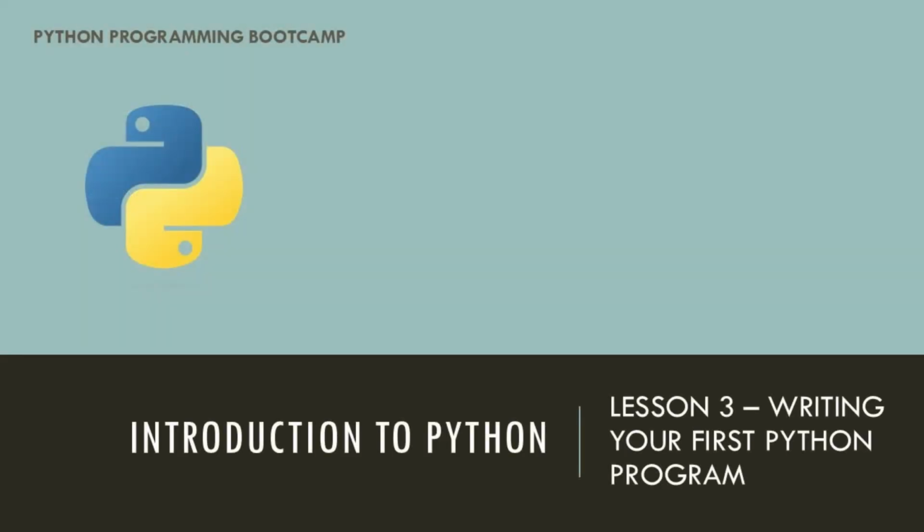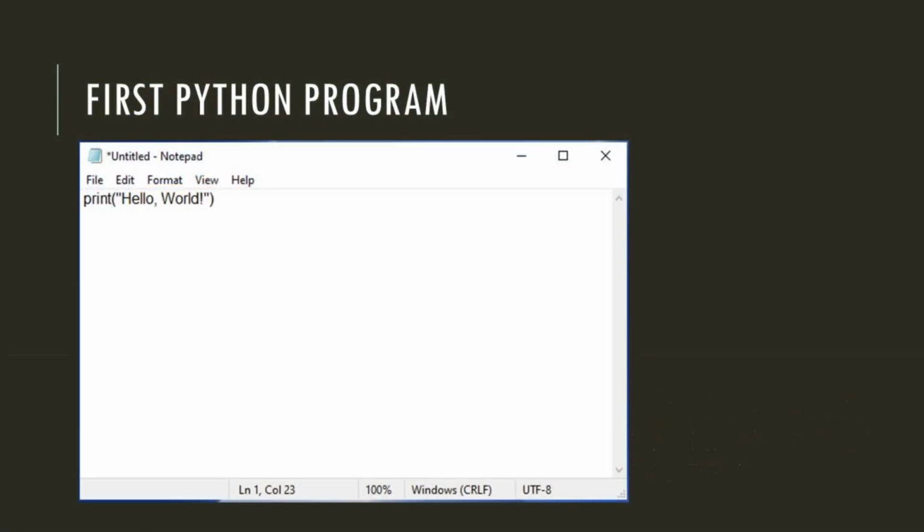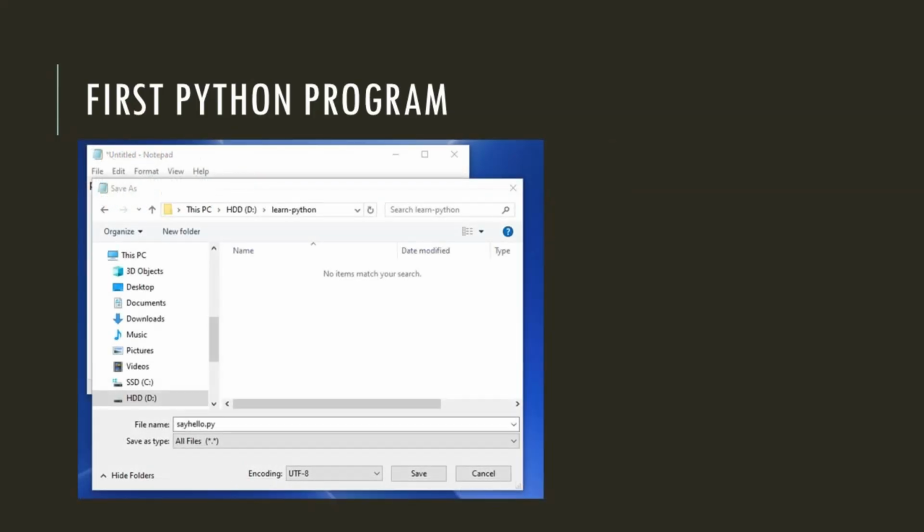Now that Python is installed, let's write our first program. Open Notepad, type this line, print hello world. This simple command tells Python to display the message on the screen. Save the file with the .py extension, giving it a desired name.